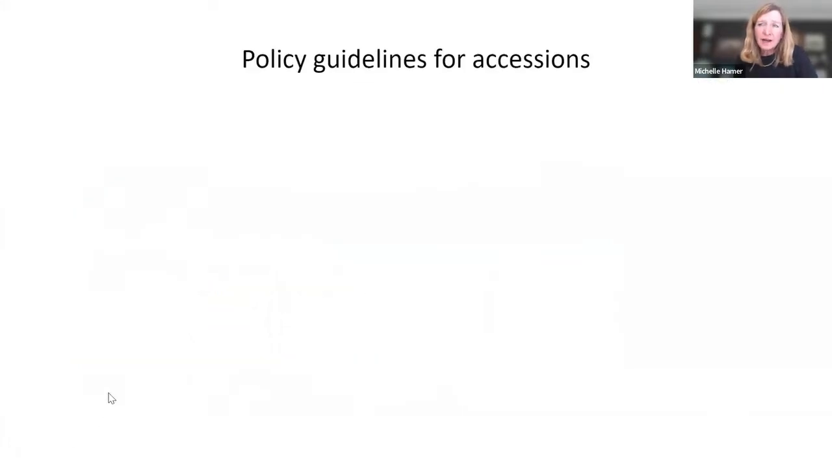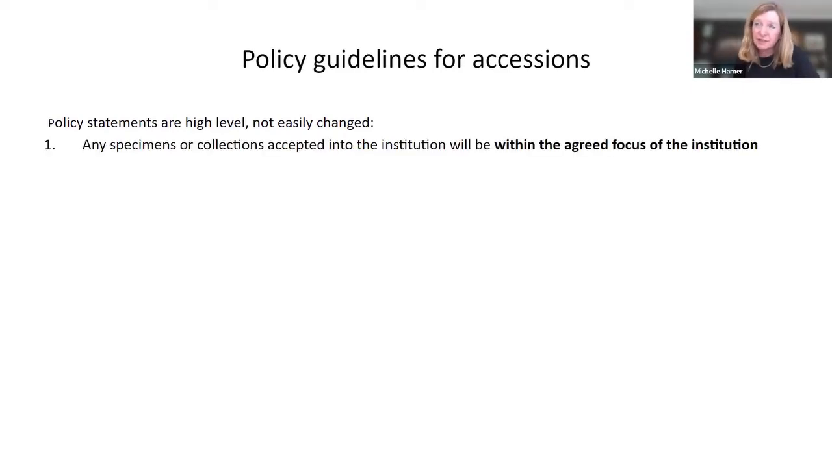So how do you decide what you're going to take, or what are your rules about what you're going to take? You can't take everything that everybody brings to you. So remember that a policy is a very high-level document, and it doesn't easily get changed because it has to go through a long approval process. And so you want high-level rules that will be consistent. They'll stay there for a long time. So, and a very important thing is that any specimens or collections accepted into the institution must be within the focus of that institution. So you must only accept collections or specimens that fit in with what you do.